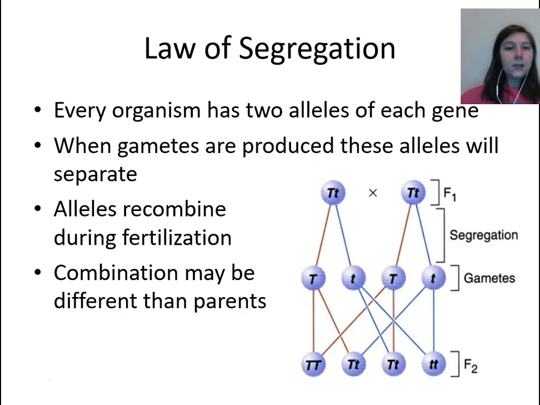Our second law is the law of segregation. Because every organism has 2 alleles for each gene, but when we go through meiosis to produce gametes, we have half the chromosome number, these alleles are going to be separated. And then they are recombined during fertilization, which gives us combinations that may be different from the parents. So even though in this case we have 2 heterozygous parents, it's possible to have offspring that show the recessive trait.